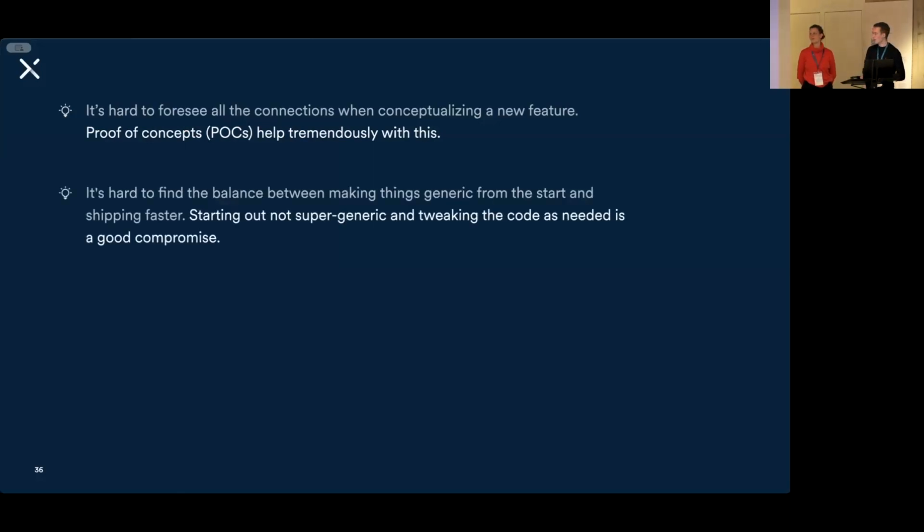The next thing connected to it is that it's hard to find the balance between making things generic from the start and shipping faster. It's also related to our general approach in building a tool. We learned that starting out not super generic and tweaking the code as needed is a good compromise. So it's related to the point above with the proofs of concept. We usually start with an initial version that we then tweak as we go along the way to bring the feature to the end.